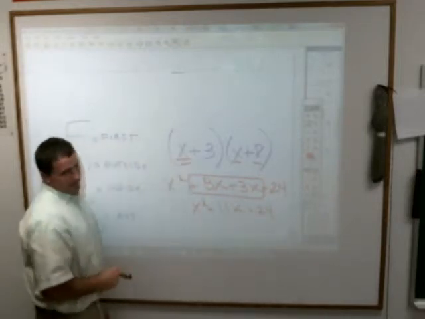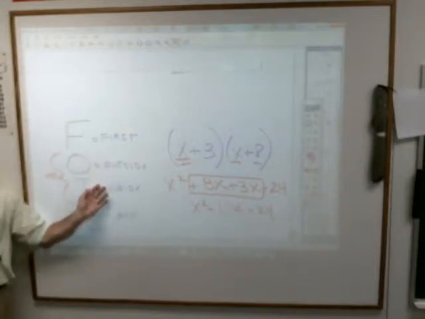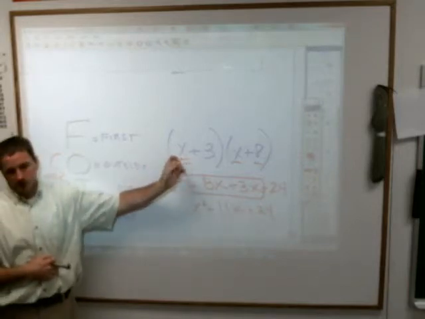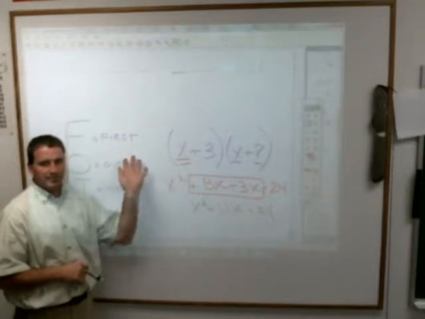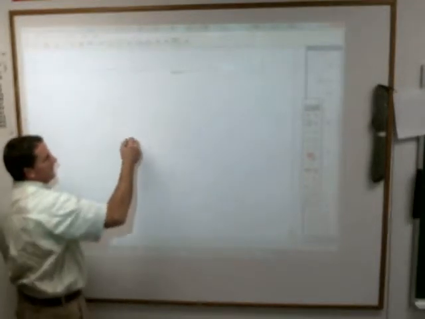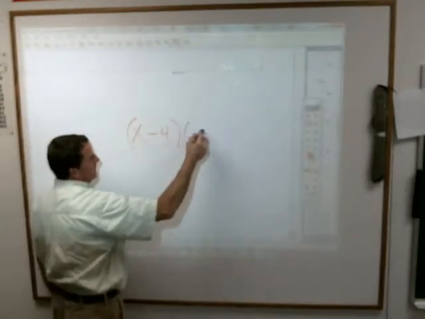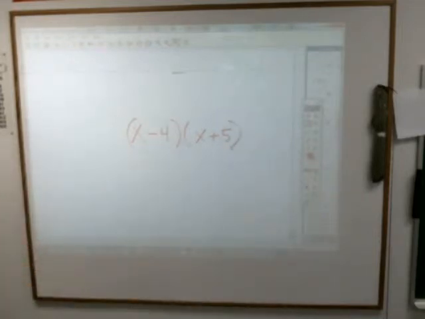As a matter of fact, children, if you think about it this way here, your ultimate goal is to be able to do this actually mentally. Because if you think in terms of doing it this way, it really kind of comes together nicely. For example, if I have x minus 4 times x plus 5, I can tell you right now the answer to that is x squared plus x minus 20.